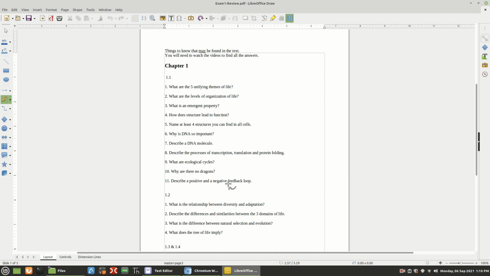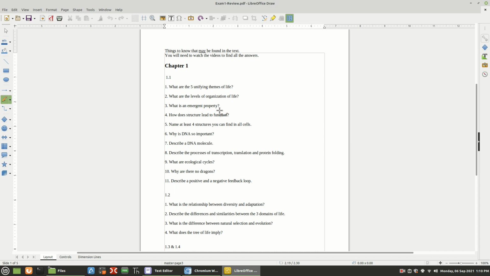Well, most of Chapter 1 you can find in the textbook or in the early videos, mostly in the textbook. But there are 5 unifying themes of life. That's textbook. These levels of organization, that's textbook.